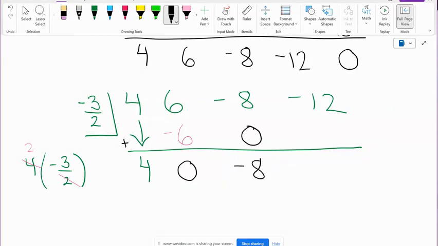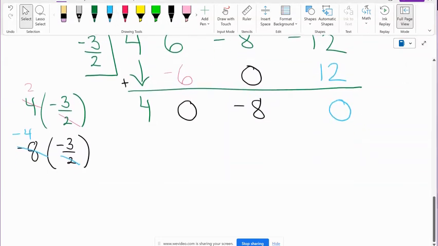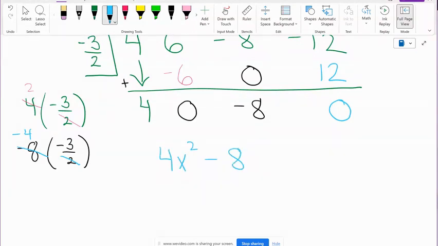Bring down that negative 8. So now we're going to have negative 8 times negative 3/2. Once again, we could cross simplify. 2 goes into negative 8, negative 4 times. Negative 4 times negative 3 is a positive 12. Negative 12 plus a positive 12 is 0. What does this bring us down to? This brings me down to 4x squared minus 8.